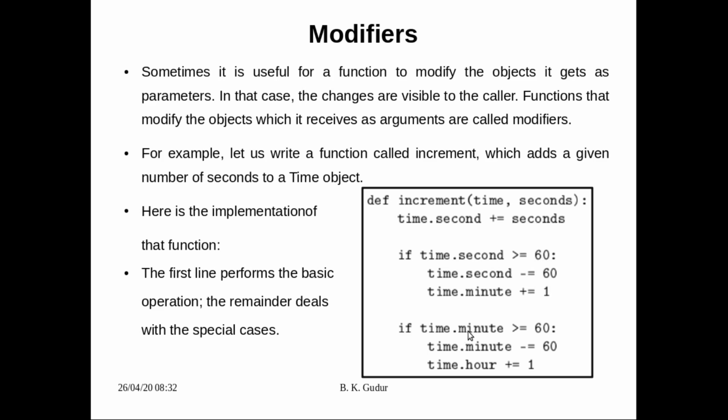And similarly we'll check whether the number of minutes is greater than or equal to 60, we'll subtract 60 from that and add 1 to the hour. So this is a simple function which is going to increment the time by a number of seconds. The first line performs the basic operation, the remainder deals with the special cases. This does the basic operation and this does the special case.